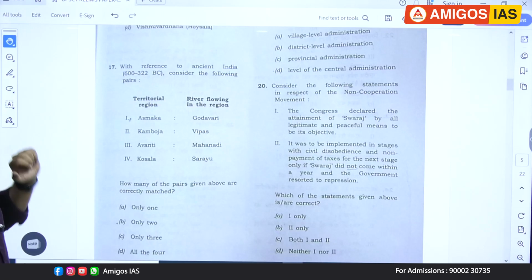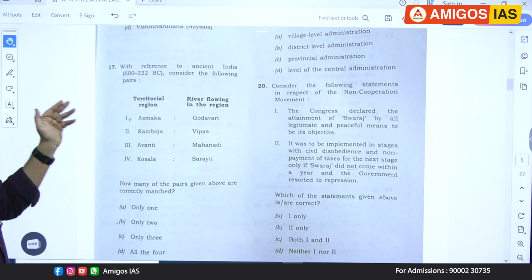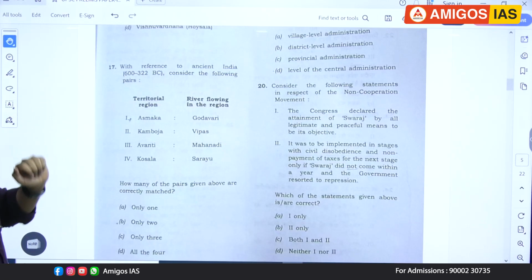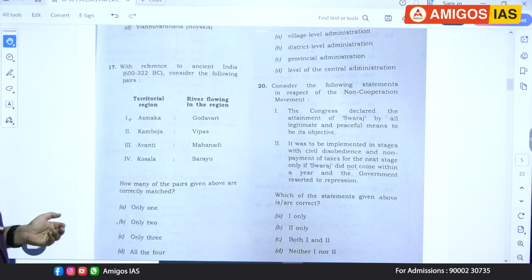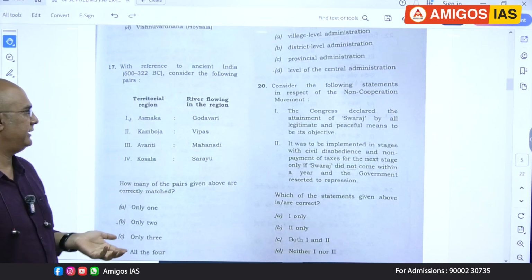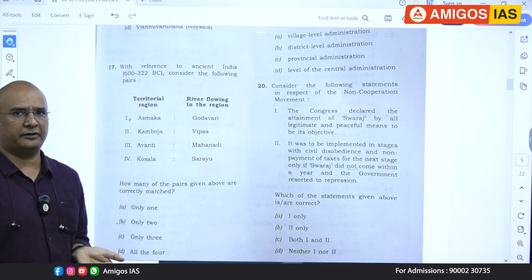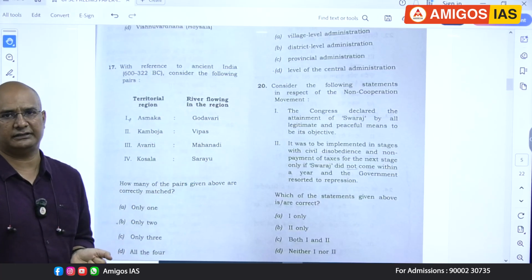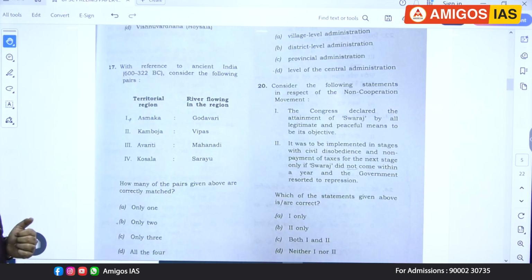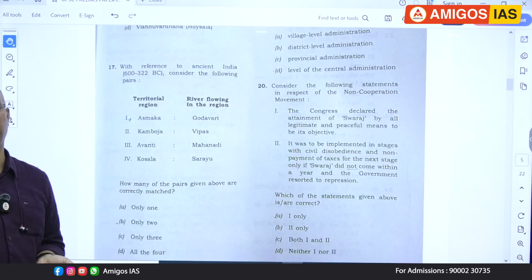Next question is from ancient India again. With reference to the ancient India 600 to 322 BCE, consider the following pairs. They have given you a match the following type of question, where they have given you 4 territorial regions and the corresponding river that is flowing in that region. Now, all the 4, if you observe, are nothing but your Mahajanapadas.